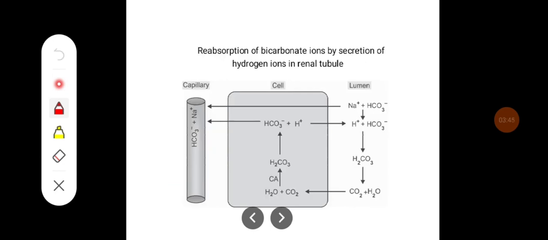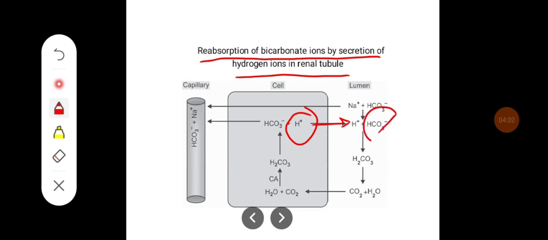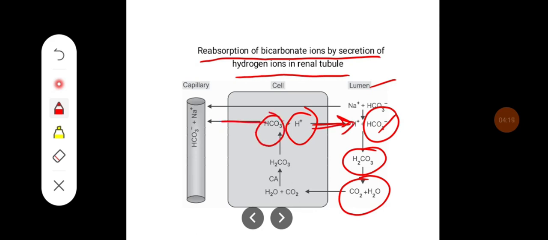So this diagram shows the reabsorption of bicarbonate ions by secretion of hydrogen ions into the renal tubule. The hydrogen ions produced from carbonic acid are secreted and combine with bicarbonate filtered in the lumen. They form carbonic acid, which in turn forms carbon dioxide and water, which are reabsorbed. So with the secretion of one H+ ion, one HCO3 ion is reabsorbed into the blood.